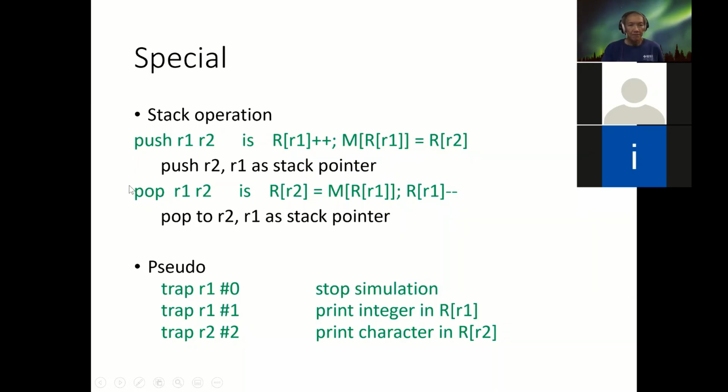Similarly for the pop. And the last instructions we need to understand are the special instructions to stop the simulation, to print the value of a register on the screen so we can inspect it, or to print the value as a character. So we can use the trap. We have three special instructions: trap 0, trap 1, trap 2.